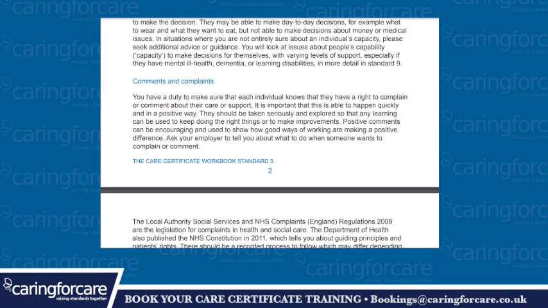Comments and complaints. You have a duty of care to make sure that each individual knows that they have a right to complain or comment about their care or support. It is important that this is able to happen quickly and in a positive way. They should be taken seriously and explored so that any learning can be used to keep doing the right thing or to make improvements.